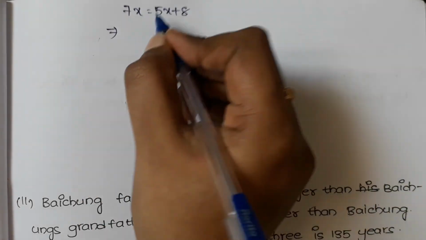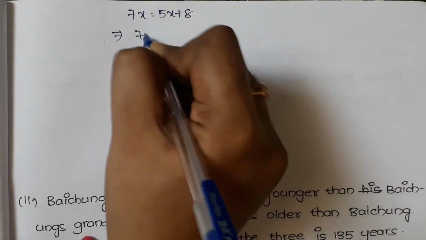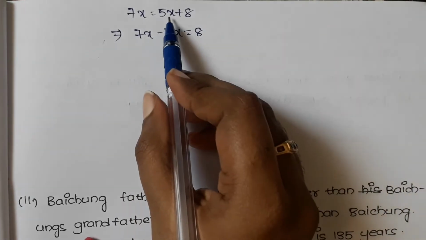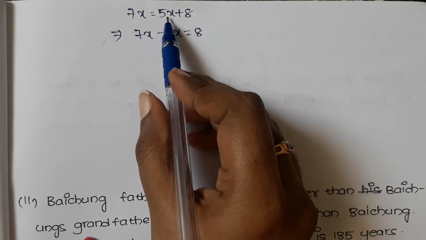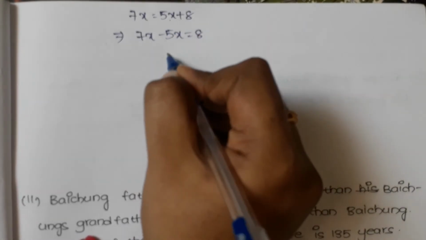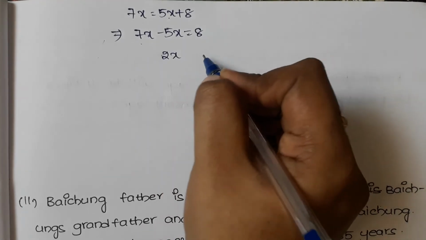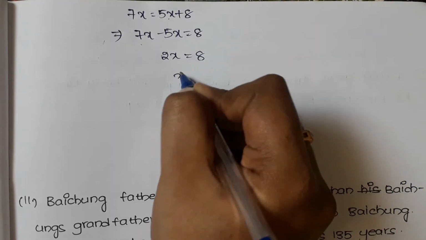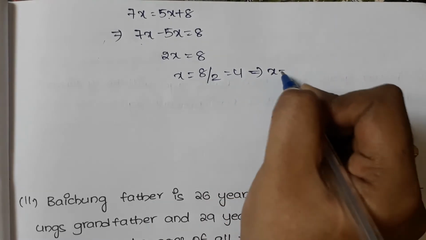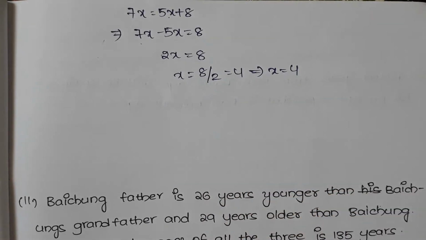Now 7x minus 5x equals 8. This 5x present in the RHS is to be transposed to the LHS, and 7x minus 5x equals 2x, that equals 8. x equals 8 by 2, that equals 4. That implies x equals 4.